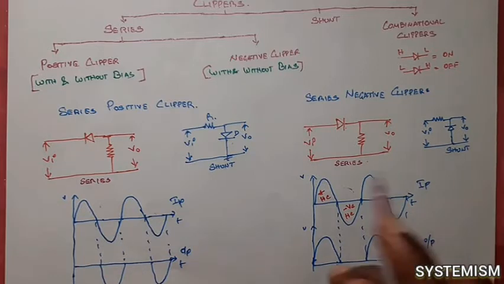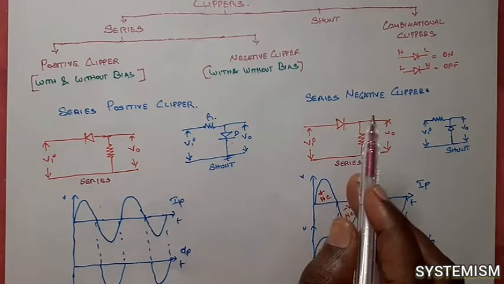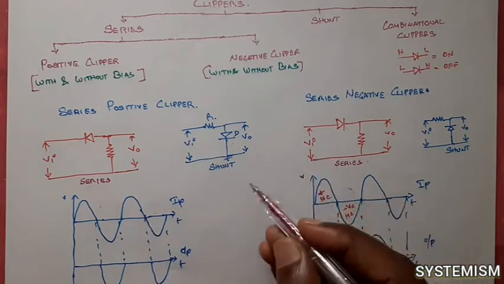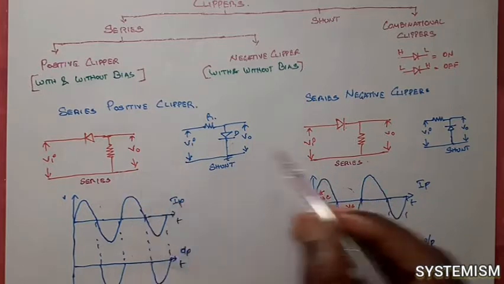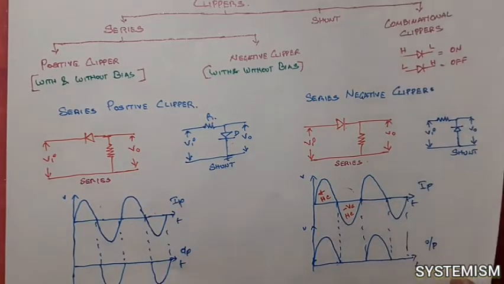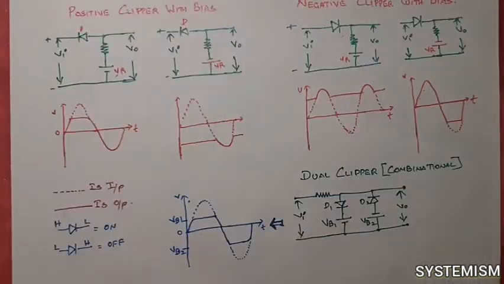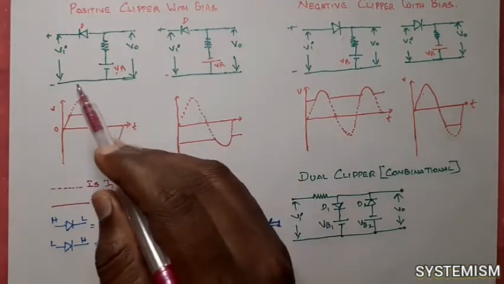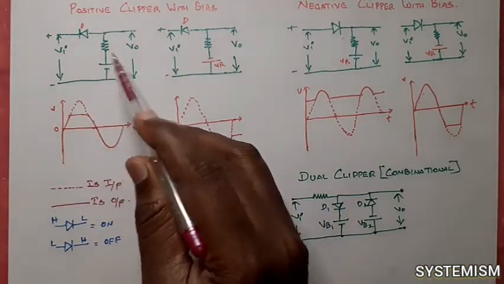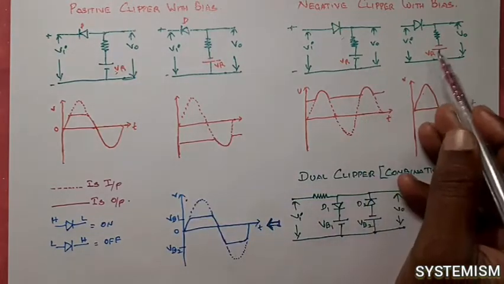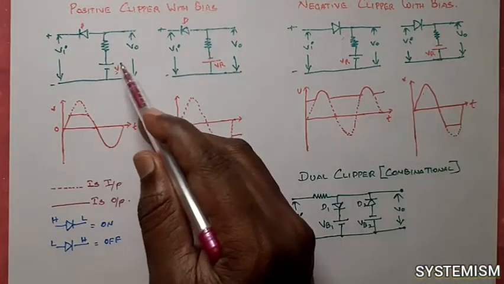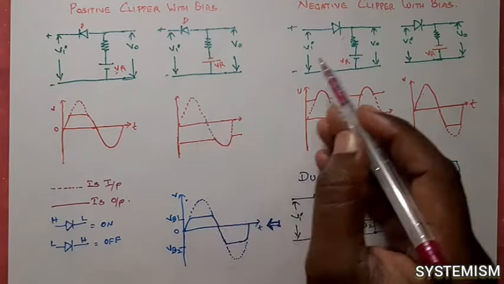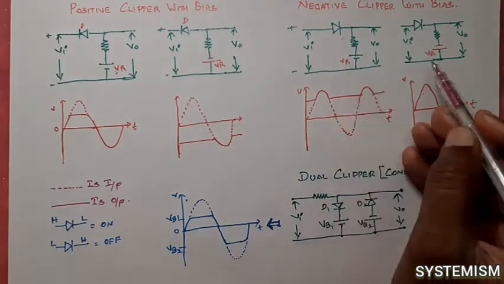Okay, so this is your positive clipper and negative clipper without bias. With bias, what will happen if you apply some voltage? Here no extra voltage is applied, but for a biased clipper we have to connect a voltage source. It is the same circuit only; instead, we have connected a voltage source at this place. See, everywhere we have connected a voltage source. You can give a positive voltage source and also a negative voltage source, and we are going to check what happens to the output waveform.